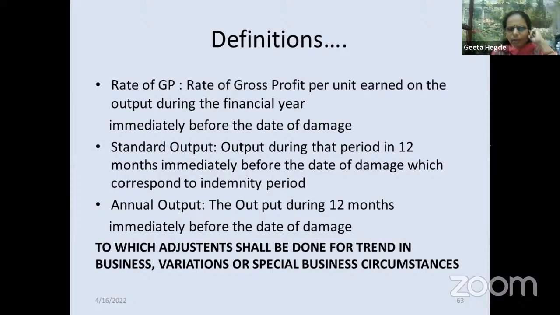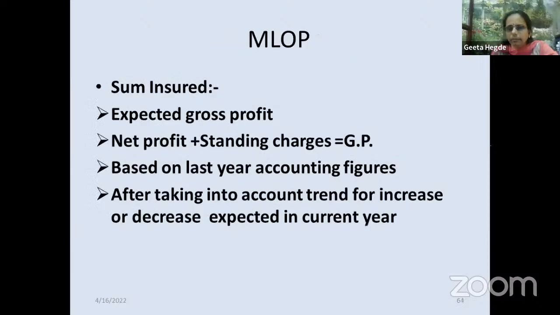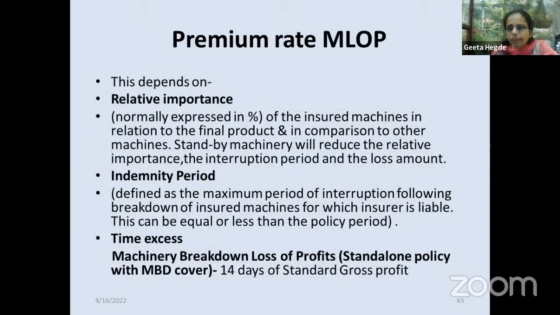Rate of gross profit is first calculated on the actual turnover of the last financial year, then applied on the reduced turnover. Adjustment shall be done for trend in business, variations or special circumstances. Sum insured will be the gross profit expected based on the last accounting figures. Then, increasing or decreasing, the gross profit can be adjusted, taken on a higher side. It's just the repetition we have seen in FLOP last year.